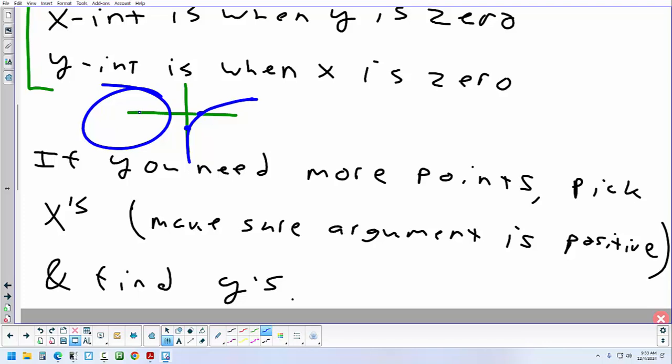Log functions always curve to the right unless you flip them. That's the only thing that can make it curve to the left, a horizontal reflection.